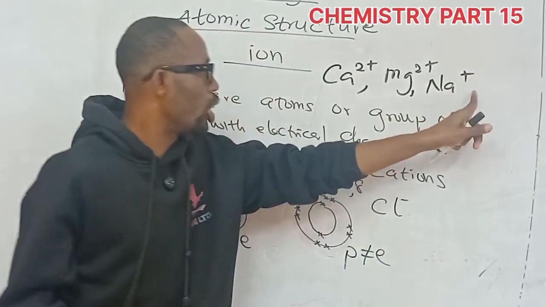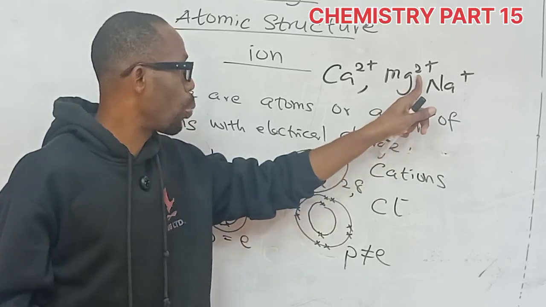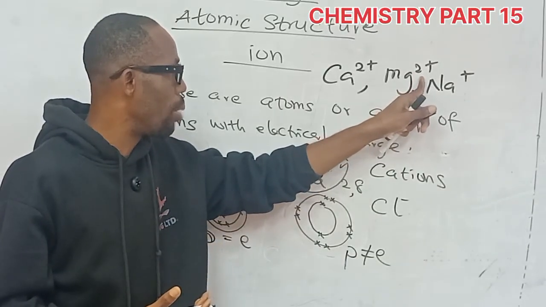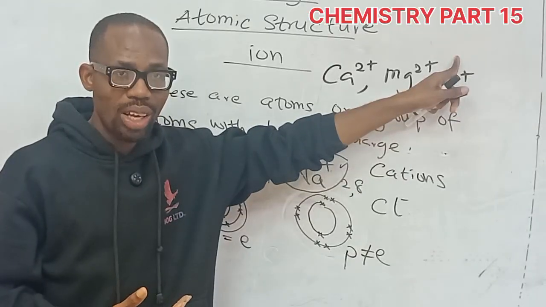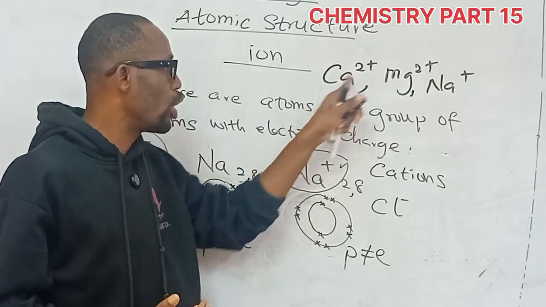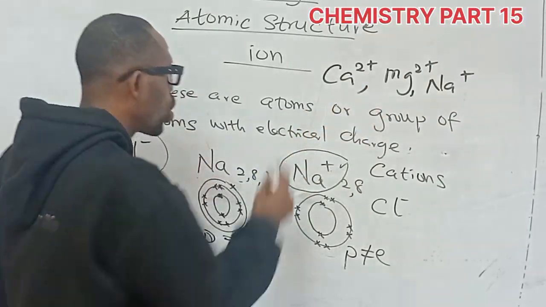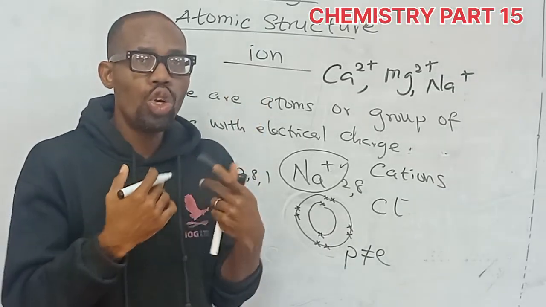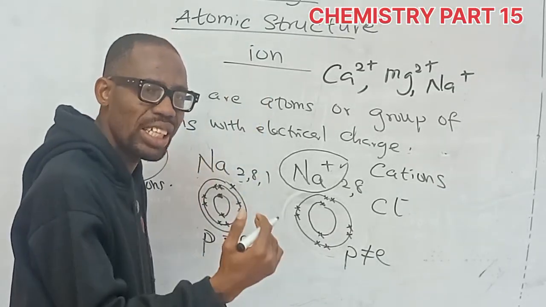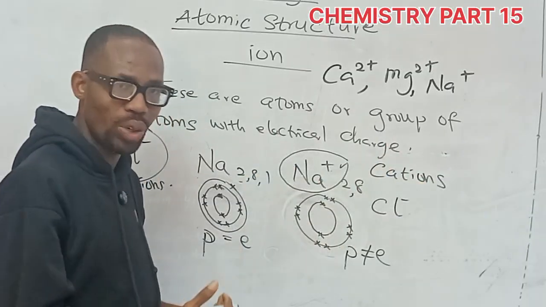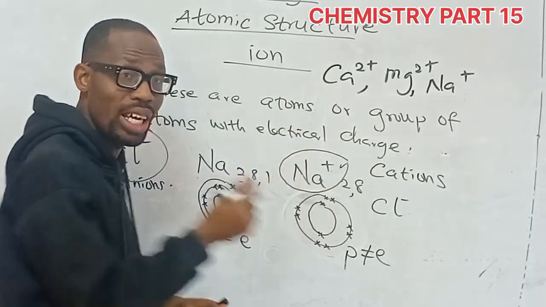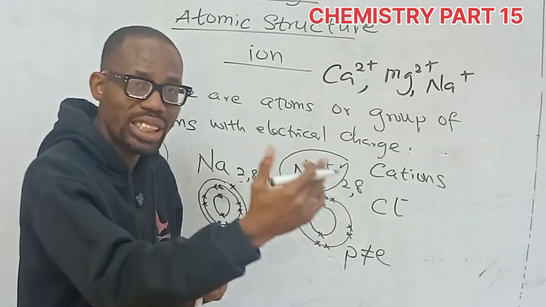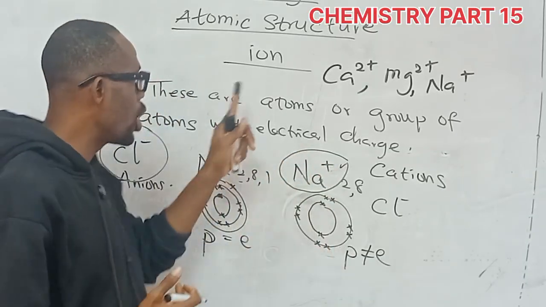This plus means it's losing only one electron. This 2 plus, magnesium is 12 in the periodic table. This one is losing how many? 2. Are you with me? Okay. This one is losing how many? 2. That's the meaning. So in this case, it is very difficult for an atom to lose its proton, but very easy for an atom to lose its electron. So that's why we say that when an atom loses its electron or gains electron, an ion is formed.